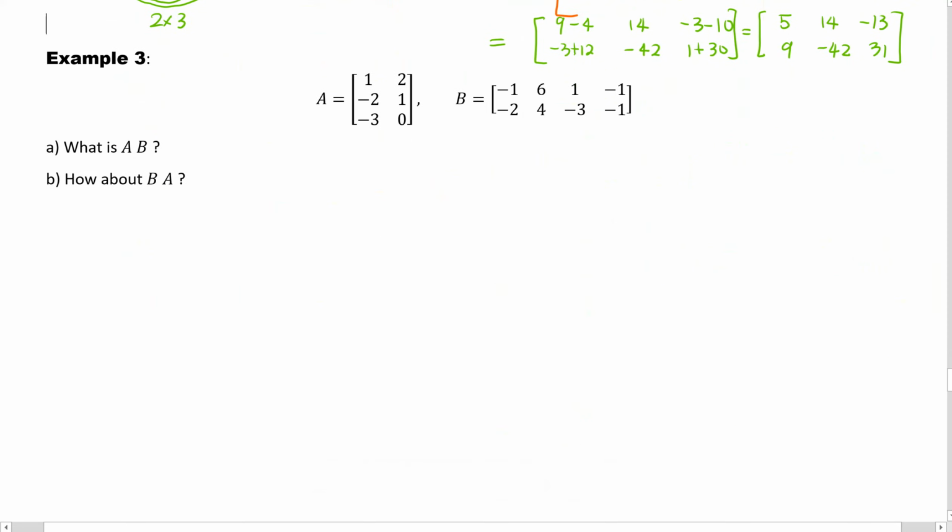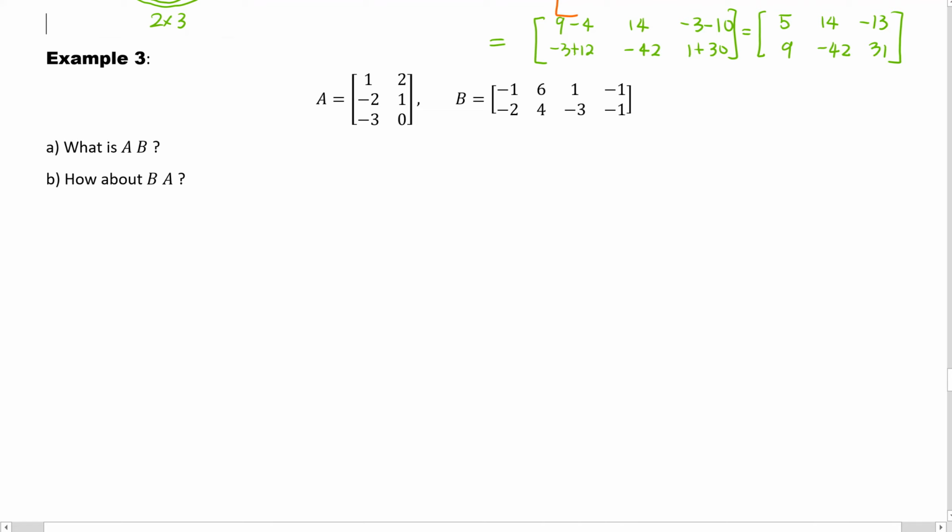Okay, so I hope everybody can stop the video here and try to work on this problem. After you're done, you can continue to play the video and check your answers. Are you done? Okay, let's start. Let me change back to this color.